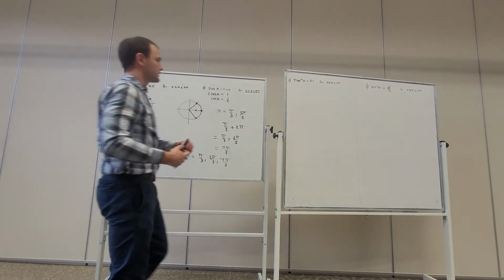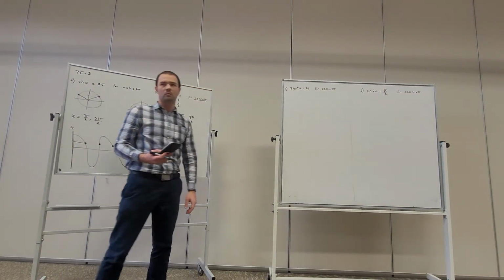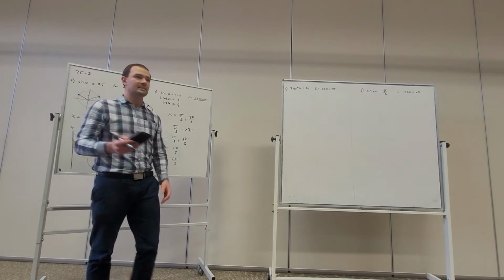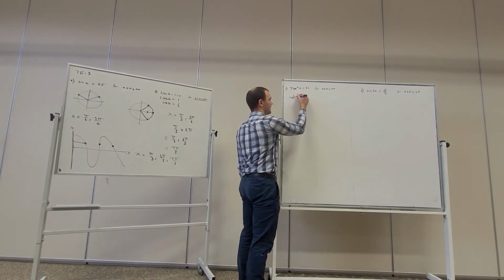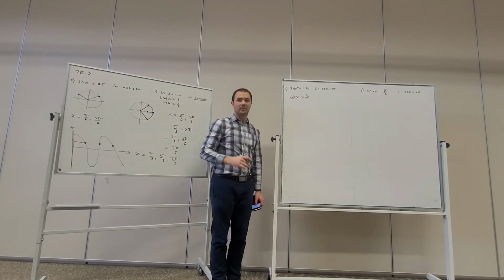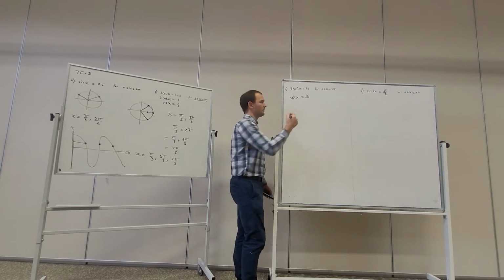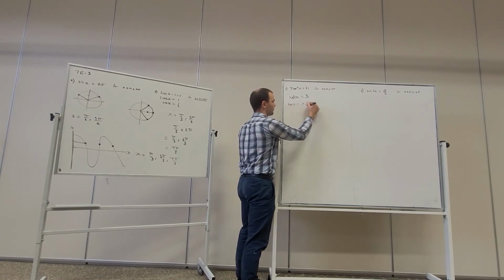Okay, let's move on to C. We've got 7 tan squared x equals 21. So we're going to need to isolate tan x by itself. So firstly, we'll have tan squared x is 21 on 7, which is 3. And then we're going to square root both sides to get tan by itself. We'll have tan x is plus or minus root 3.